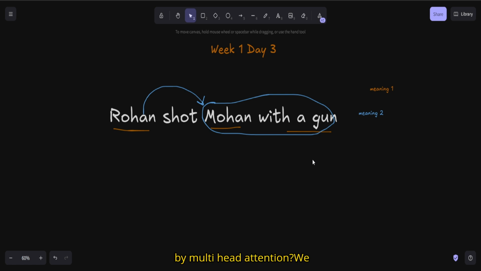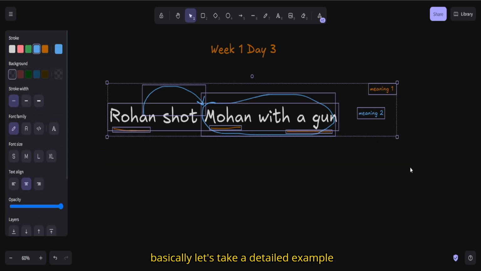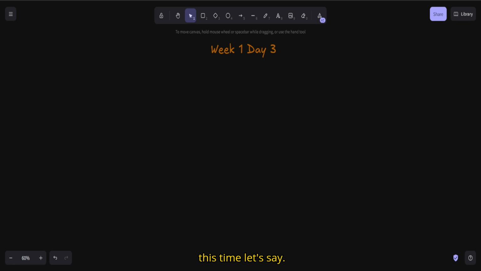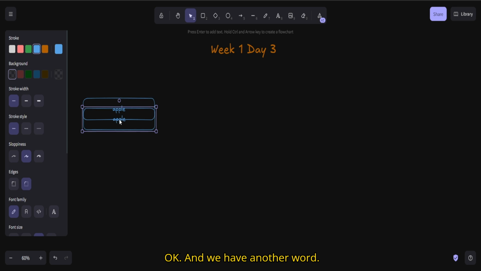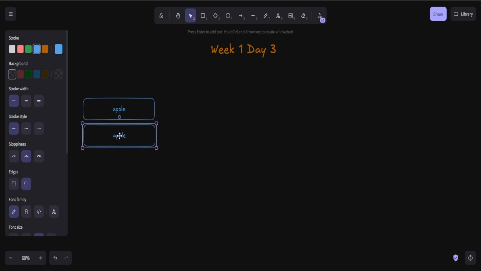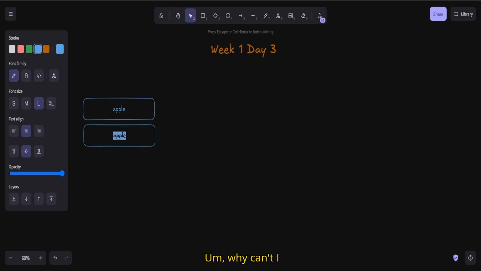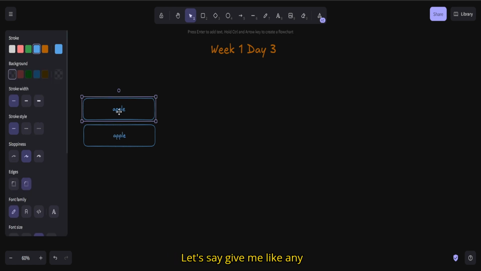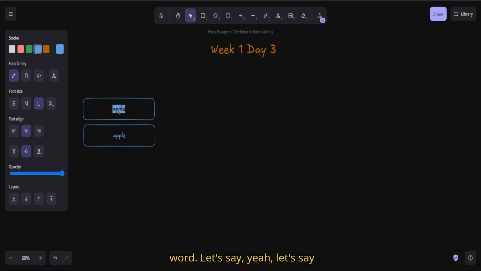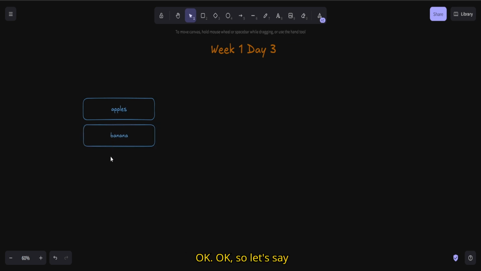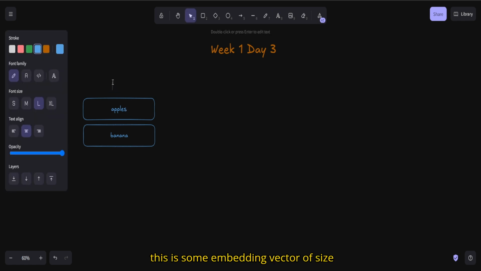What do I mean by multi-head attention? Let's take a detailed example this time. Let's say we have a word, apples, and another word, banana. Let's say this is some embedding vector of size 2 cross 6, where 6 is for all the letters. So this is for 2 cross 6 vectors.